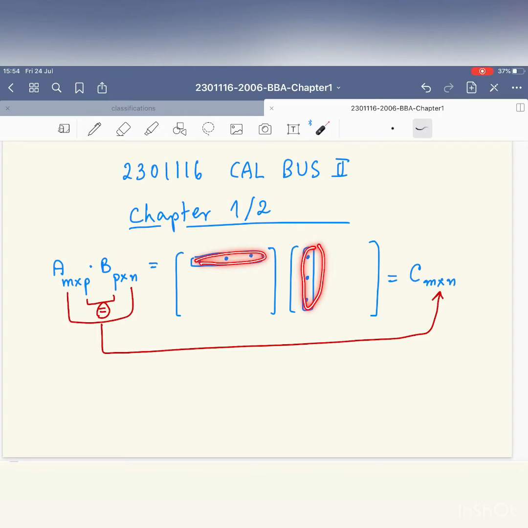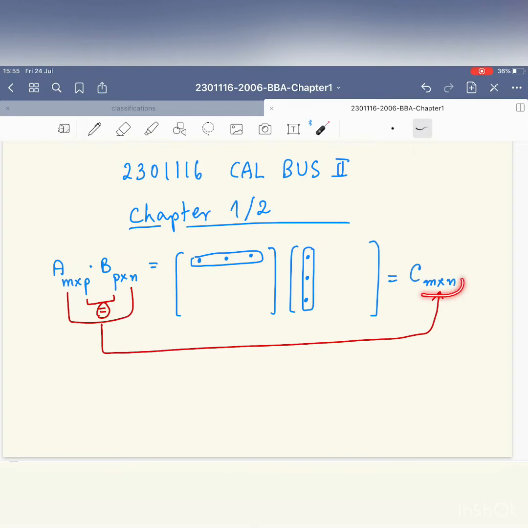By row and column, it means that if you want to do the multiplication, you need to multiply the first one of that row with the first one of that column, the second with the second, the third with the third, and then after that you do the addition. This will be the first row and the first column of your resultant matrix, which we will call C.